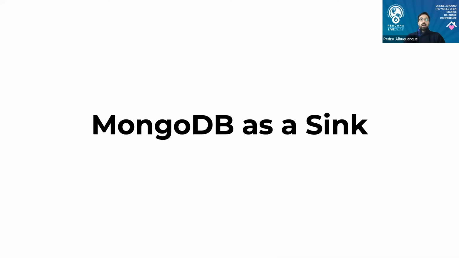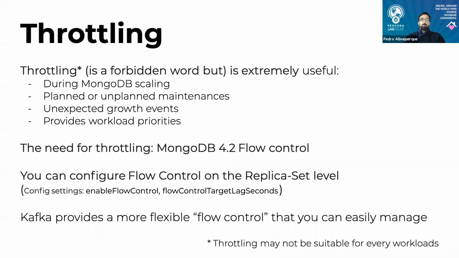Let's now see the use cases when MongoDB is used as a sink. So the first use case we came up with is throttling. Throttling is extremely useful in databases, in my opinion. Other people think that it's really bad. But on the events that we have listed on the slide, I think you're going to find it super useful, especially if you see unexpected growth events.